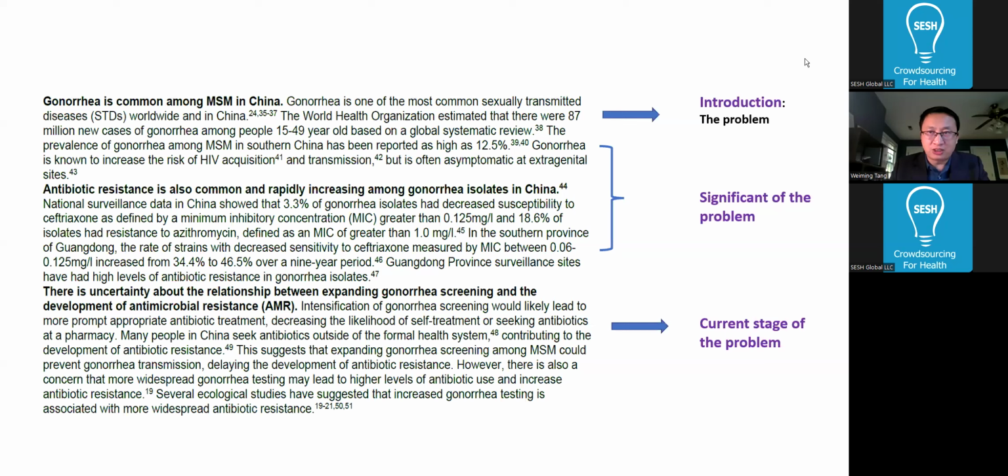So in the first paragraph, you need to introduce the problem. For example, in here, we mentioned that gonorrhea is one of the most common STDs worldwide, and especially in China. The prevalence of gonorrhea amongst MSM in southern China has been reported as high as 0.5%. You want to use these figures to show that this is a problem.